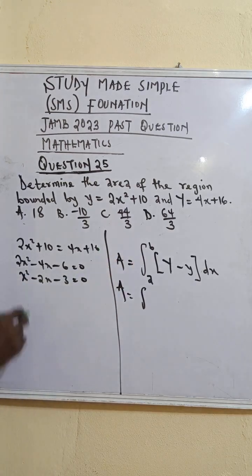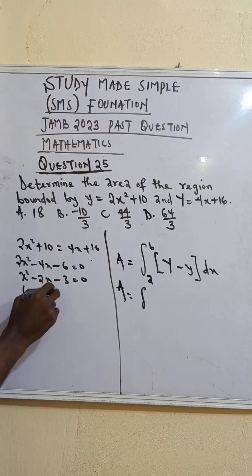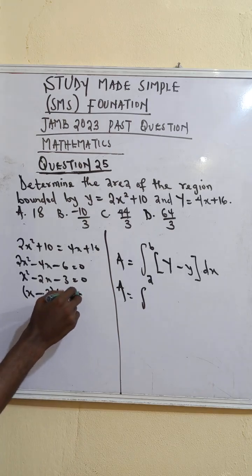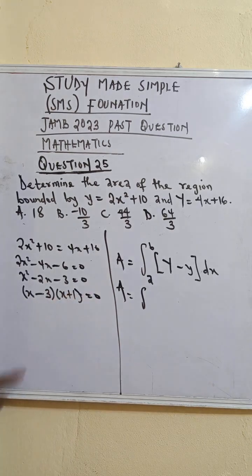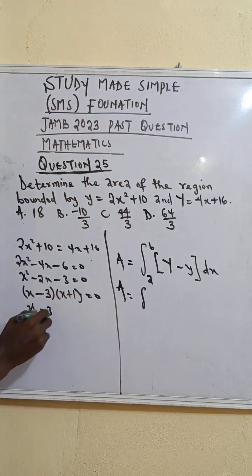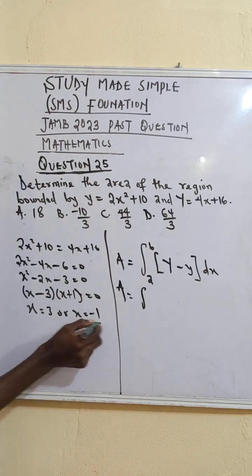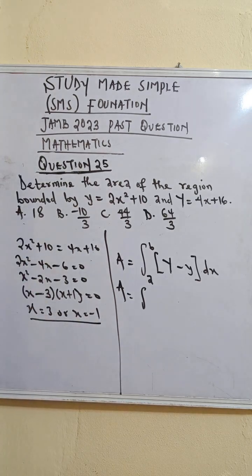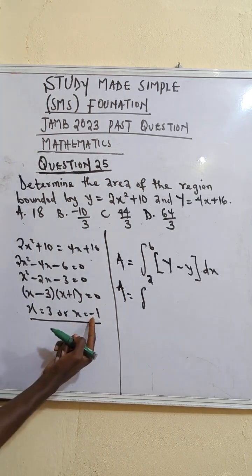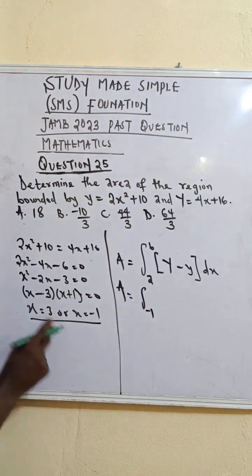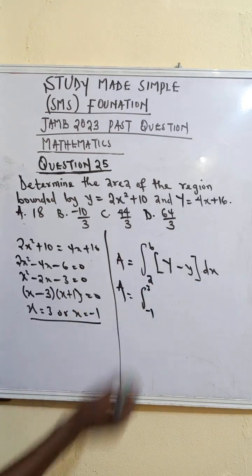If I factorize this, of course, I'm going to have x minus 3 and x plus 1 equal to 0. So you need to revise your factorization. At the end of the day, x will be equal to 3 or x equal to -1. So this will be my point of intersection like we have it on the graph. So that means my lower limit will be -1 and the upper limit will be +3.